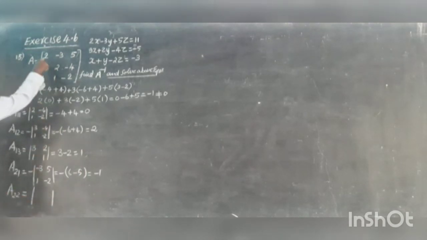A22: 2 5 1 minus 2 is equal to 2 minus 2 minus 4 minus 5, which is equal to minus 9.